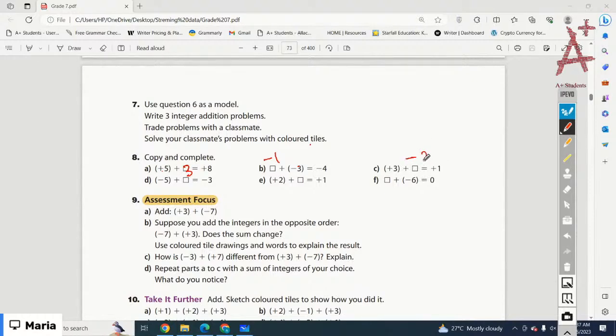That means the second integer would be negative. You have to subtract 2 from 3 so that you'll get the answer 1. Negative 5 and negative 3, that means you have to add 2. Positive 2, positive 1, that means you have to subtract 1. Positive 6 and negative 6 makes 0.